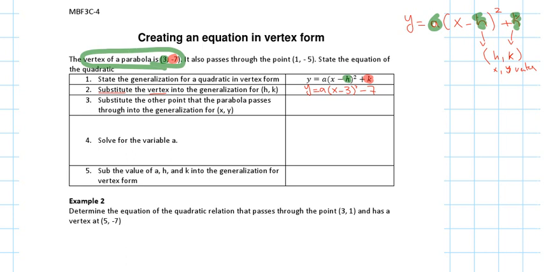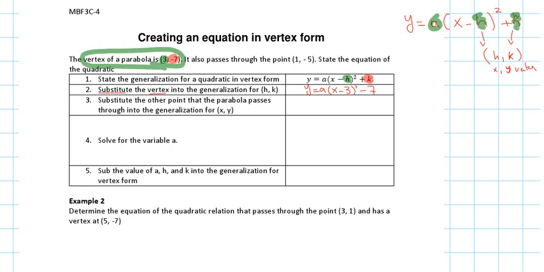Now, what else do I need to find? a, h, and k must be numbers. x and y, they stay x and y. They're the variables. Okay? I need to find a value for the a. And that's why they give me the second point. Okay? They don't give it to me just for decoration. All right? They give it to me so I can use it to find the a value.